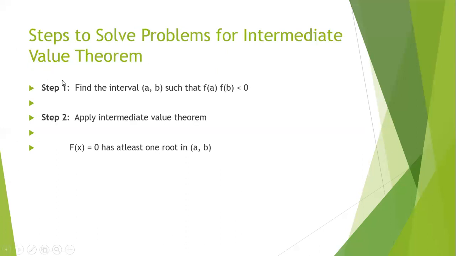How to find it? Find the interval a, b such that f of a into f of b is less than 0. Apply the intermediate value theorem. Then f of x is equal to 0 has at least one root in a comma b.